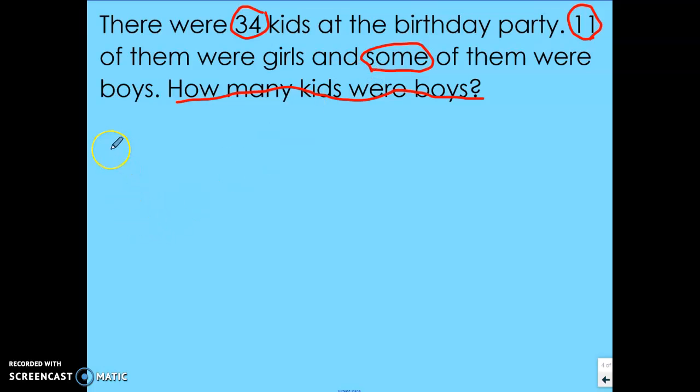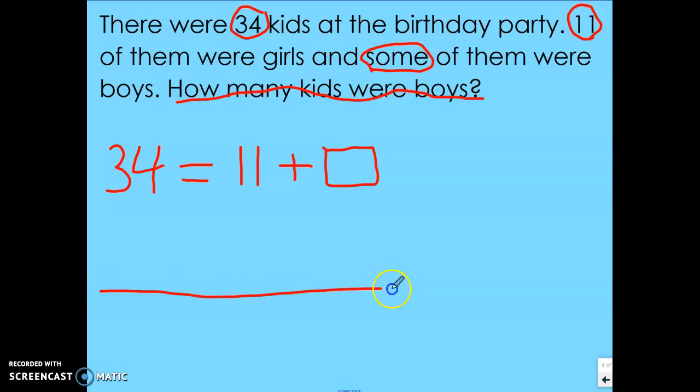34. So 34 is actually going to be my total. So I'm going to start with 34. It might look a little silly because it's going to be backwards. 34 is my answer, so I'm going to put an equal sign. 11 were girls, and some were boys. So that's where the unknown comes in. So 11 plus something equals 34.